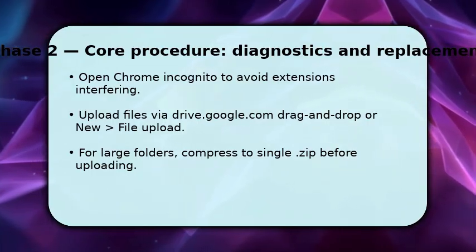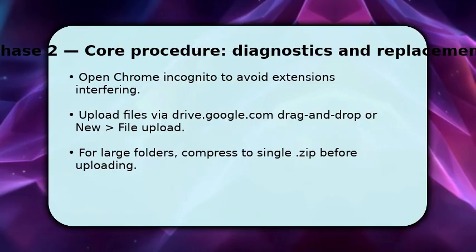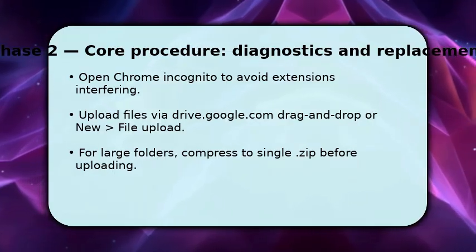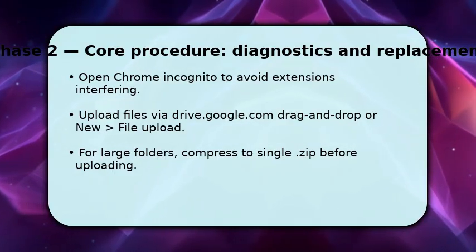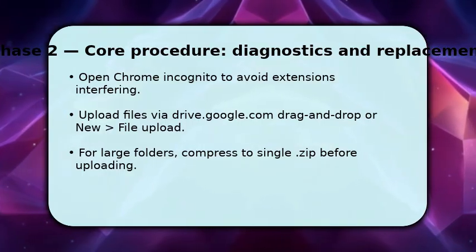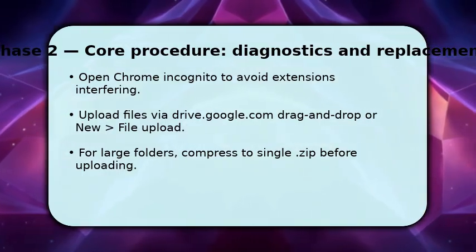For many small files, compress them into one zip. This reduces handshake overhead and speeds throughput. Make sure uploads are running. You'll see a progress bar. If speed stalls, refresh once, but do not restart the machine yet.